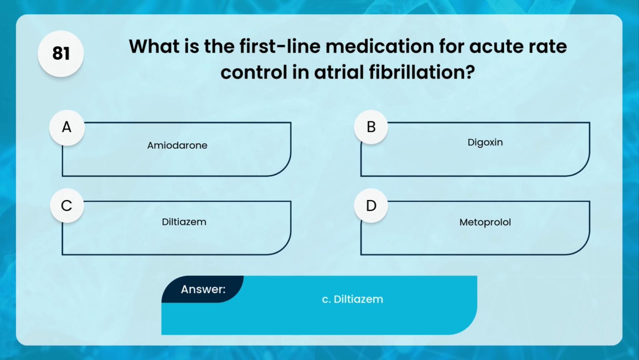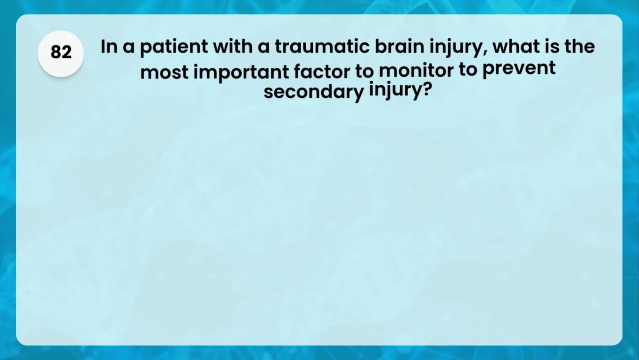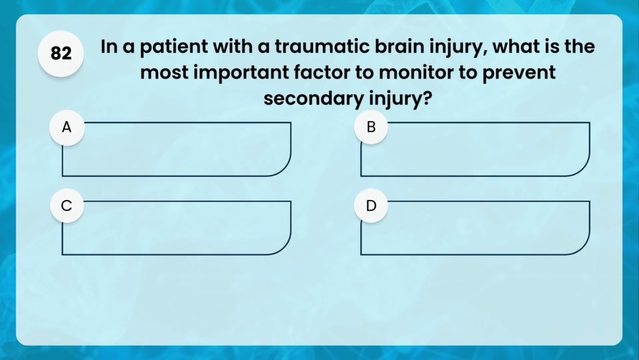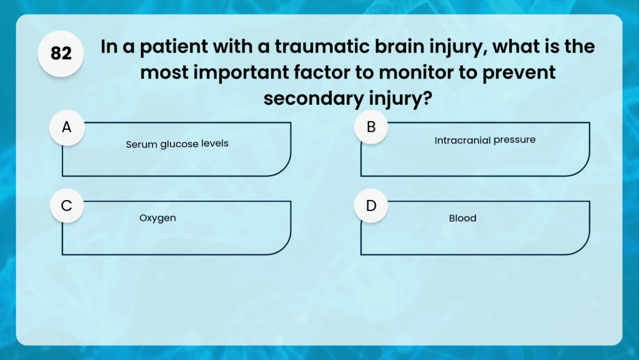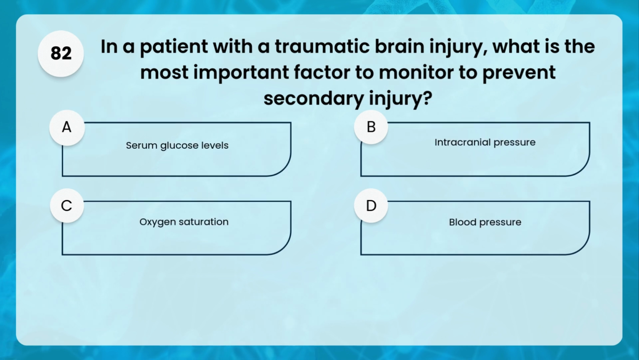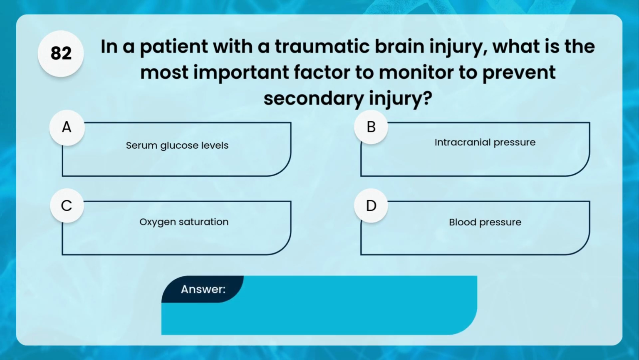Diltiazem. Number 82. In a patient with a traumatic brain injury, what is the most important factor to monitor to prevent secondary injury? A. Serum glucose levels. B. Intracranial pressure. C. Oxygen saturation. Or D. Blood pressure. The answer is B.